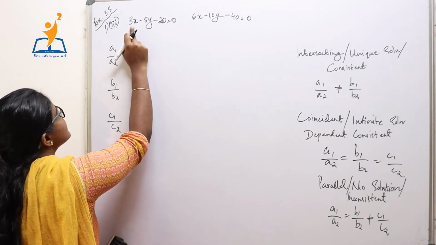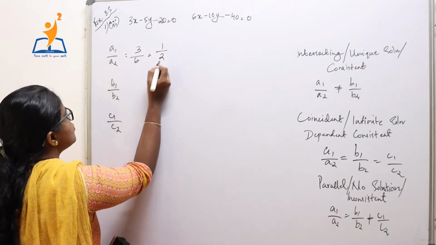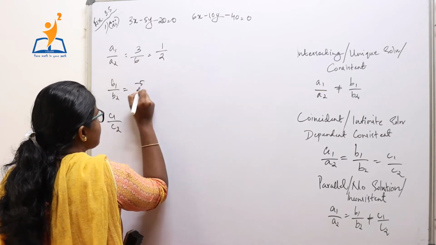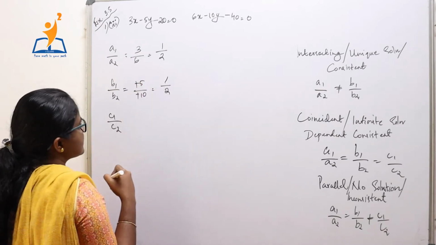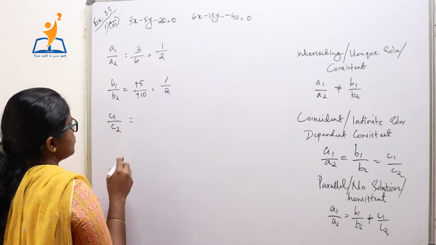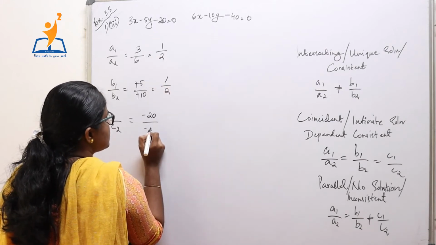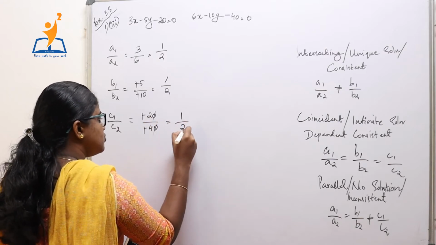a1 by a2 means 3 by 6. That is simply 1 by 2. b1 by b2 is minus 5 by minus 10. That is simply again 1 by 2, minus and minus gets cancelled, then it will become 1 by 2. c1 by c2 is minus 20 by minus 40, and it will become 1 by 2 again.